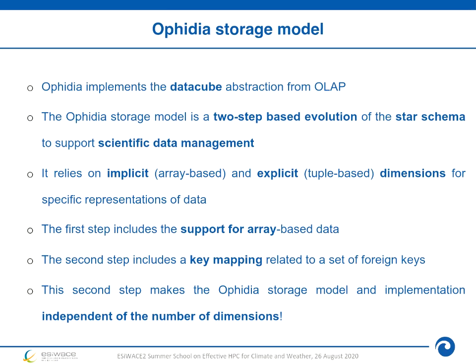Data is represented according to the so-called implicit and explicit dimensions. The first step of the evolution of the schema introduced the support for array-based data through the implicit dimension, while the second step maps the remaining dimensions, called explicit, to a single key. The resulting storage model is then independent of the number of dimensions, and so it is capable of handling, let's say, a dynamic number of dimensions. We have tested this up to 5-6 dimensions.